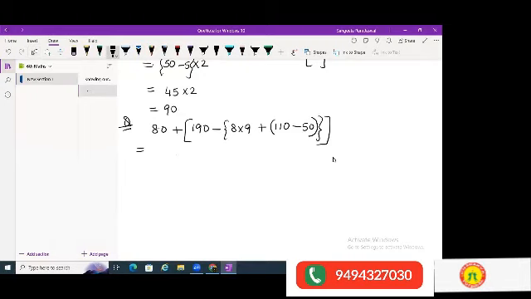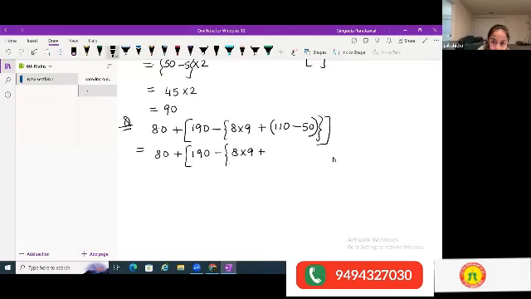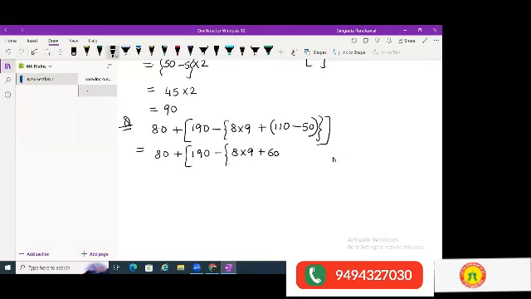First, we will solve this. Let's write 80 plus 190. Listen carefully, then afterwards I will give you some sums that you will do. Then 8 into 9 as it is. Now the first thing is that we have to solve the small first bracket. So 110 minus 50 will give us what? 60, ma'am. So we get 60 here and we are out of this bracket now. Okay, now we have only two brackets left.